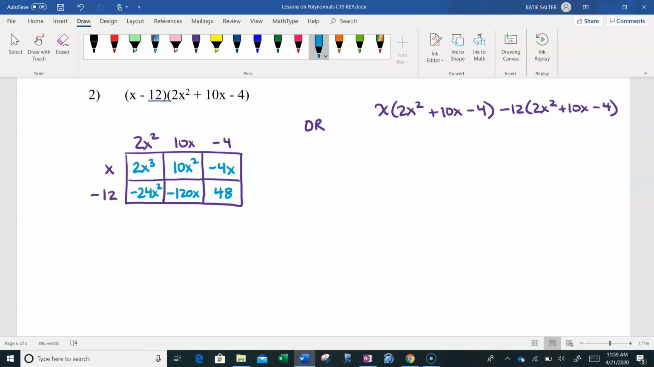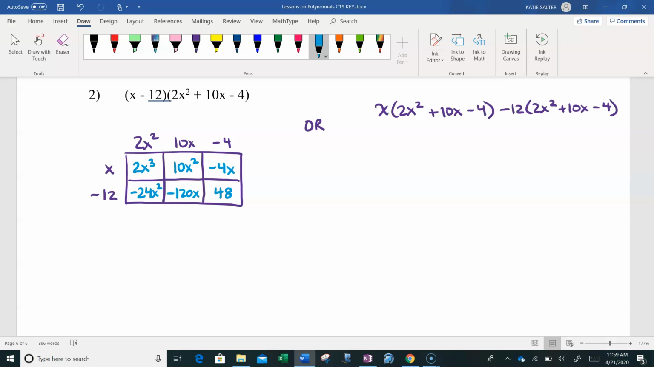All right, so in this case, we have a binomial, 2 terms, by a trinomial, 3 terms. So I made a 2 by 3 box. I want you to also understand, let's say you had a trinomial times a trinomial. You would just make the box bigger. Then you would make a 3 by 3 box, and so on and so on.